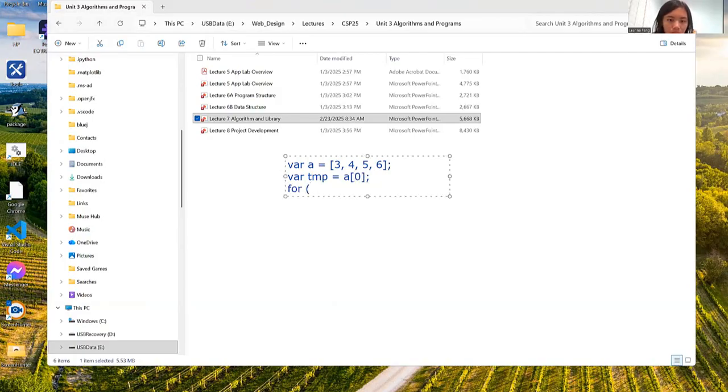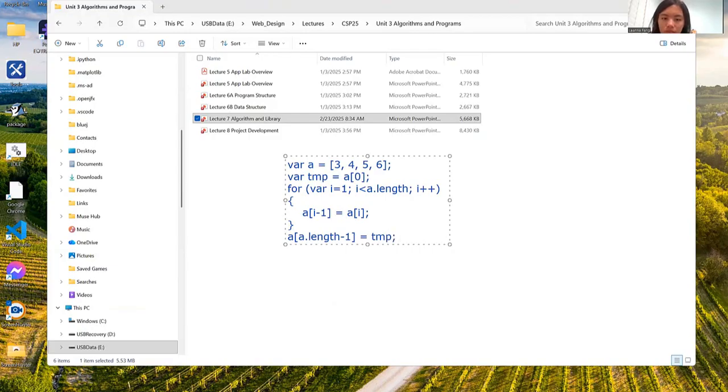Then for the remaining part, int i equals 1, i less than A.length, i increase. And then A[i - 1], the left side one, using the right side one to assign to it. And then at the end, your A[A.length - 1] will be equal to temp. So this one is the solution for the rotation.